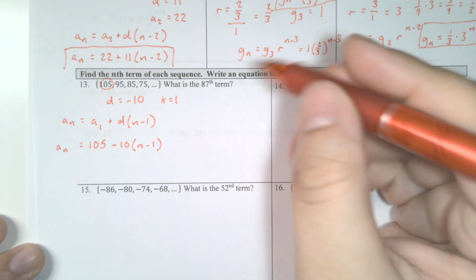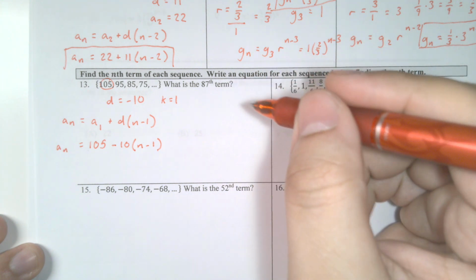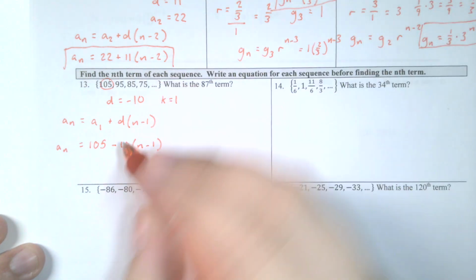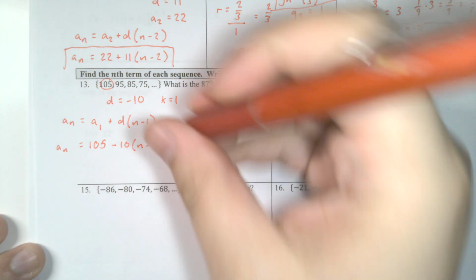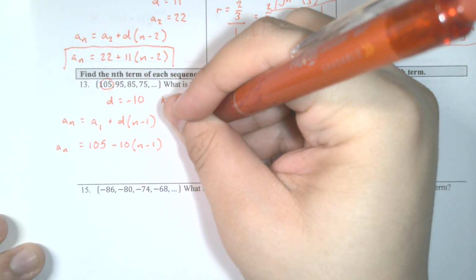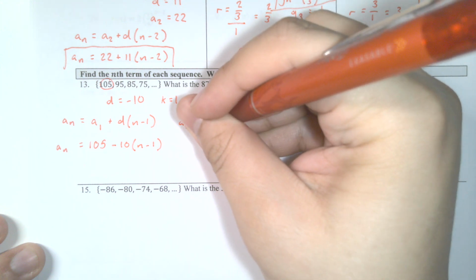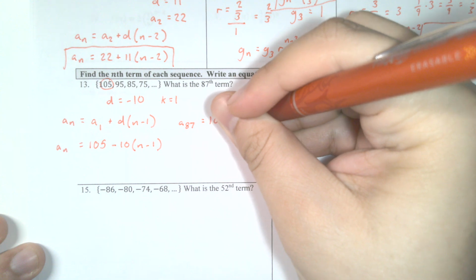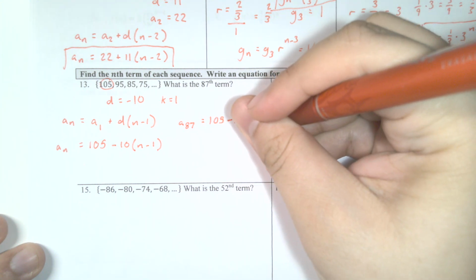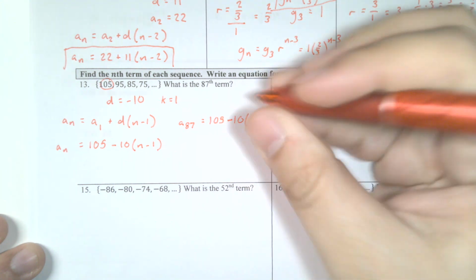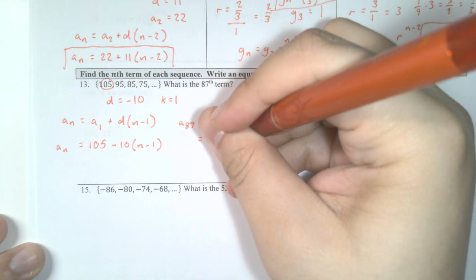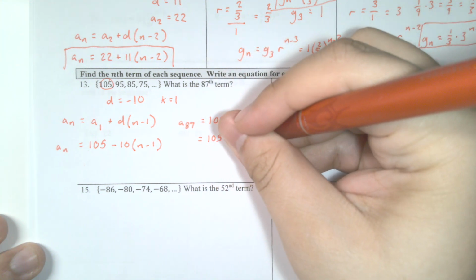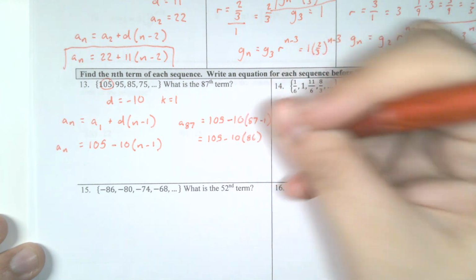But now we want to figure out what the 87th term is. So how do we do that? We plug in 87 into this. So a sub 87 is going to be 105 minus 10 times 87 minus 1. That's 105 minus 10 times 86.